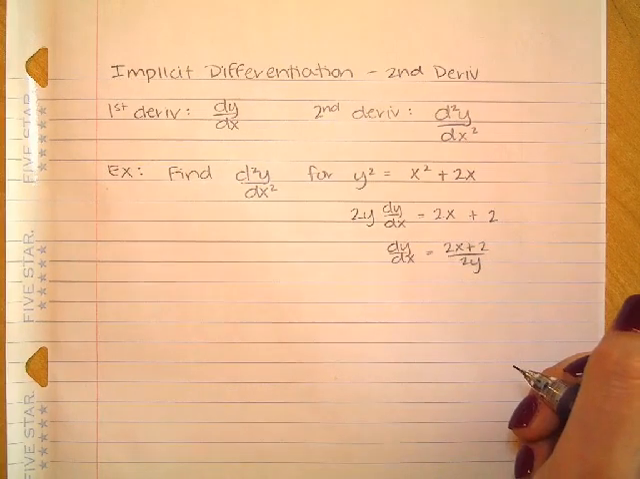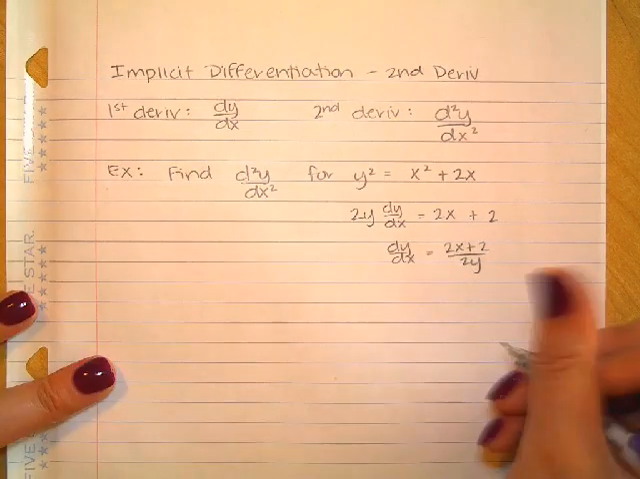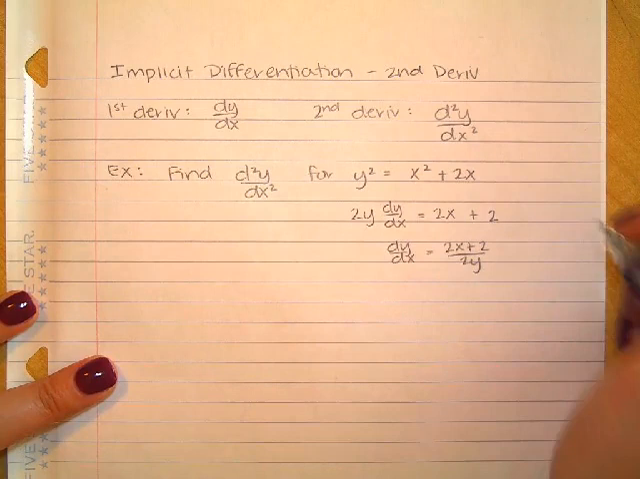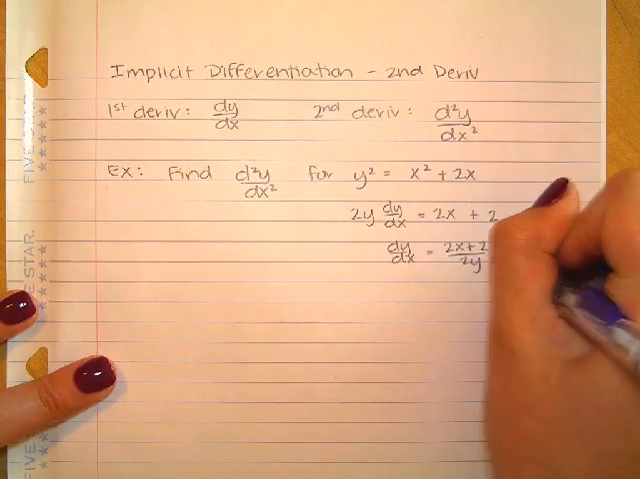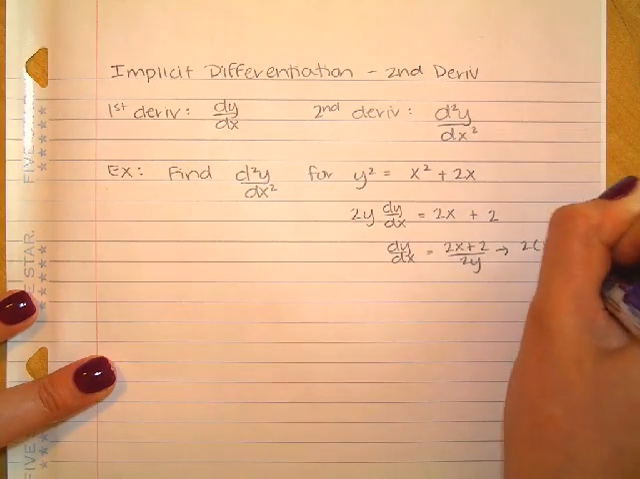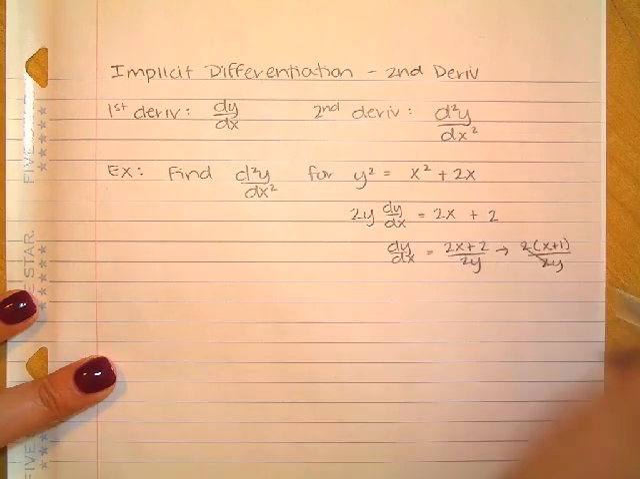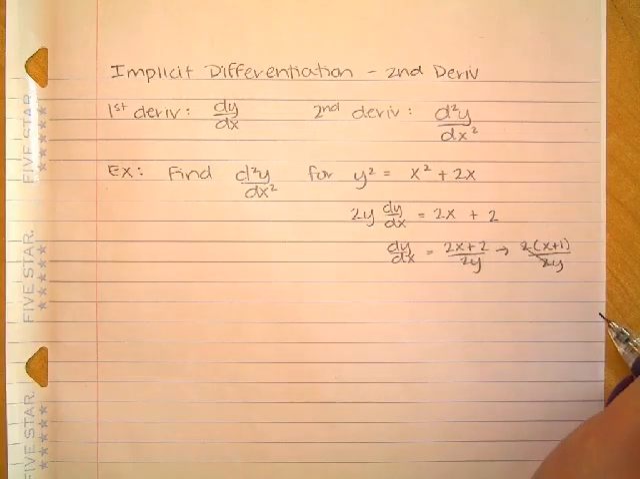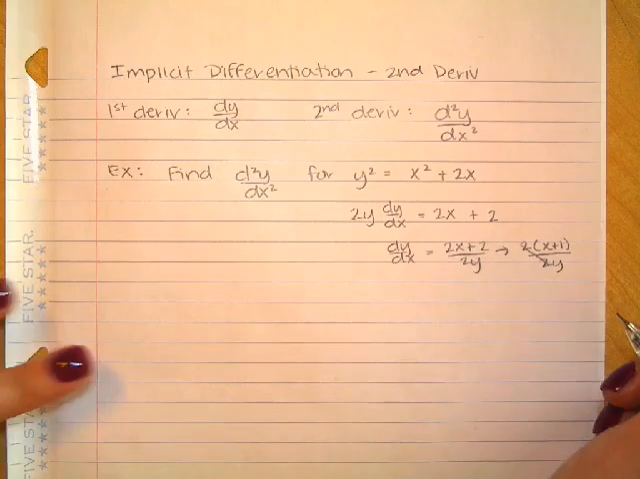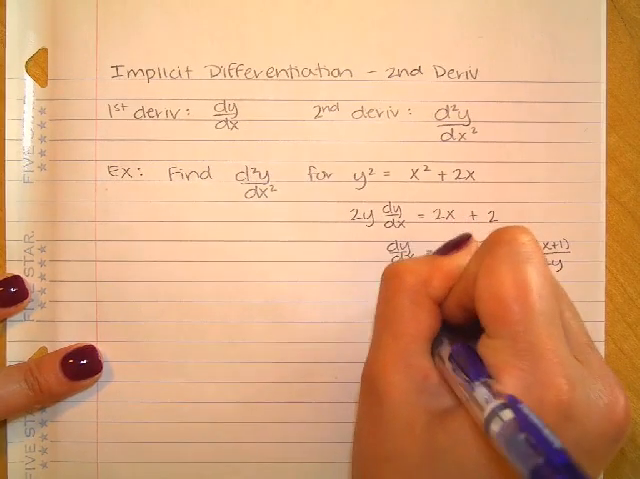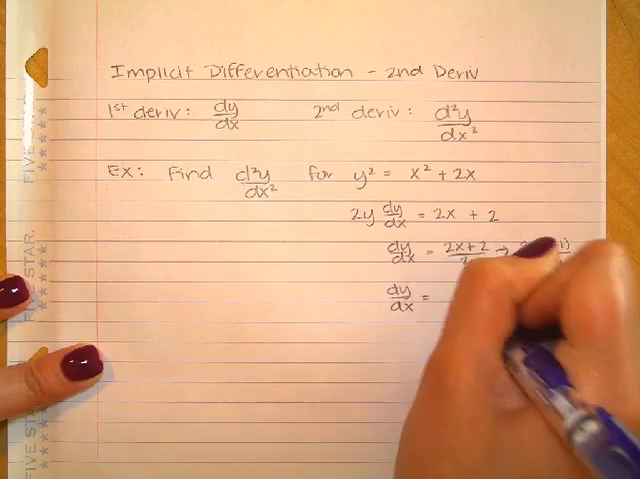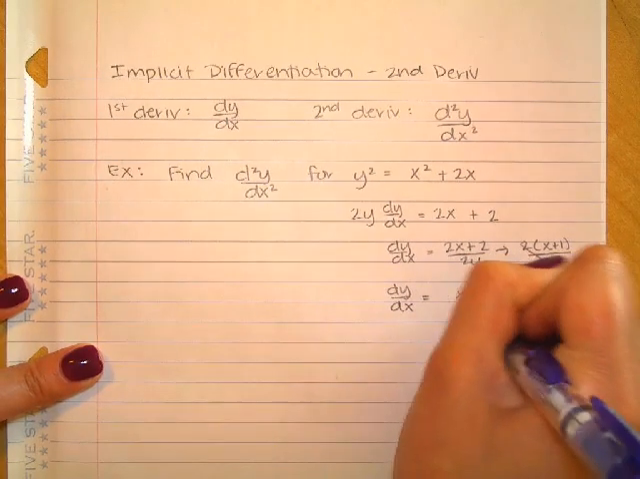Now each of those terms has a 2 in it, so I can think of that on the top as having a GCF of 2 that I can factor out over 2y, and then those 2's cancel. 2 divided by 2 simplifies to become a 1. So the first derivative is (x plus 1) over y.